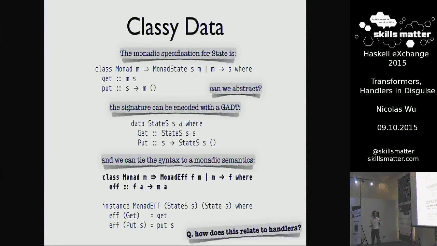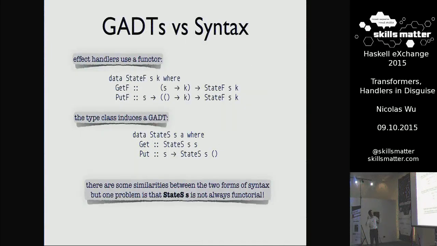Okay? And so how does this relate to handlers? What does this have to do with the talk? Well, let's have an adventure. Effect handlers use a functor, and it's a functor like this, which is the first thing that I introduced. And the type class that we've just induced from the MonadState type class is going to make this GADT down here. And these two things have to somehow be related. I mean, there are certainly similarities between the two. Here we have no argument, and here we have no argument, and here we have an S, and here we have an S. You know, here we have an S at the back, and here we have a unit at the back. So there are some similarities between these two things.